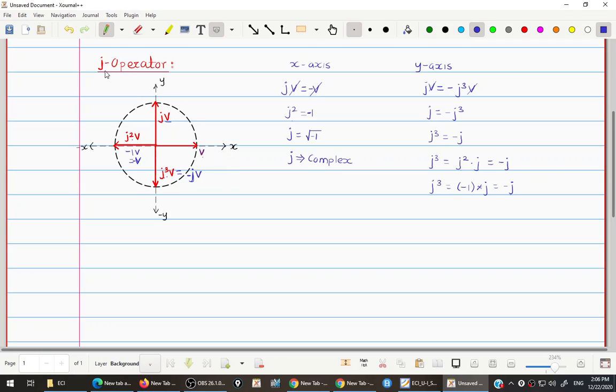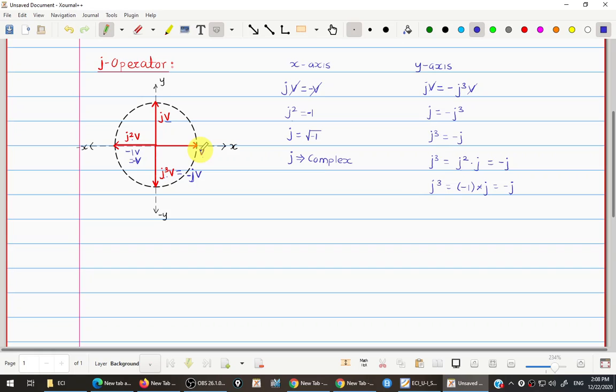So what is the significance of this j operator? You can rotate any phasor diagram in whatever direction you want by multiplying that phasor diagram with this operator j. Okay, so this will be very crucial when you are expressing voltages, currents and impedances in the form of mathematical expressions.